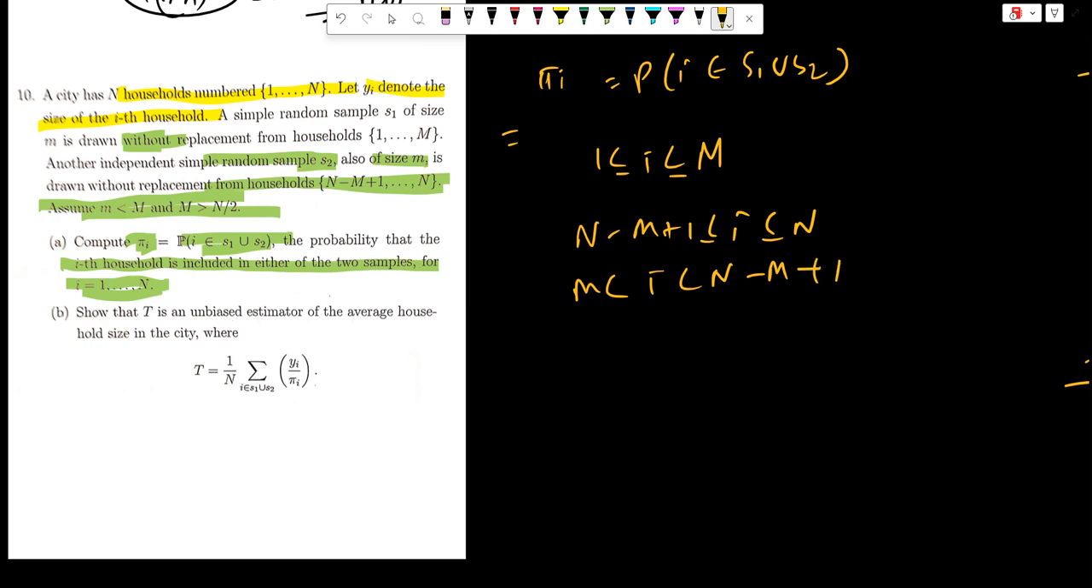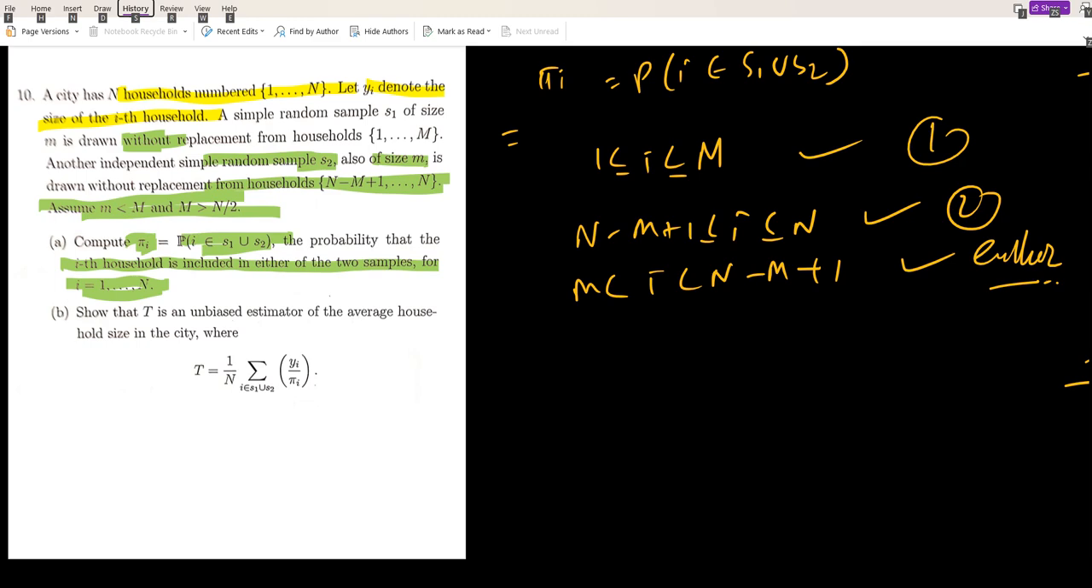Okay. So that means the household i is in the first group of households. Then this is the second group. This is the either of the sampling group. First, second, either. Okay. So if we proceed into this, then how to do that? तो मान लेते हैं. So now case 1, i is less than or equal to m.